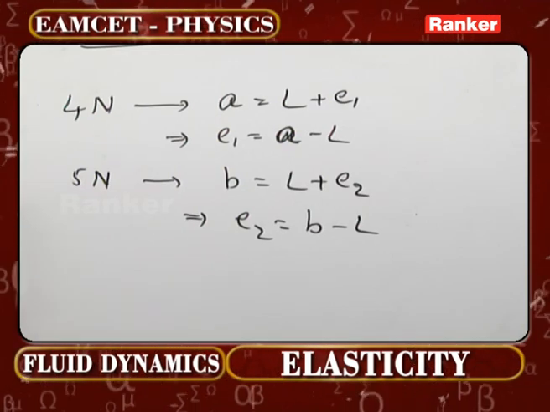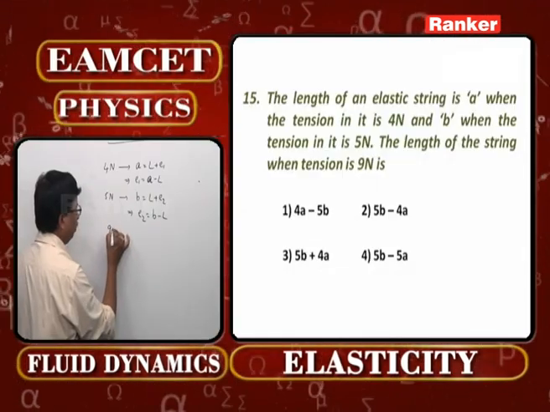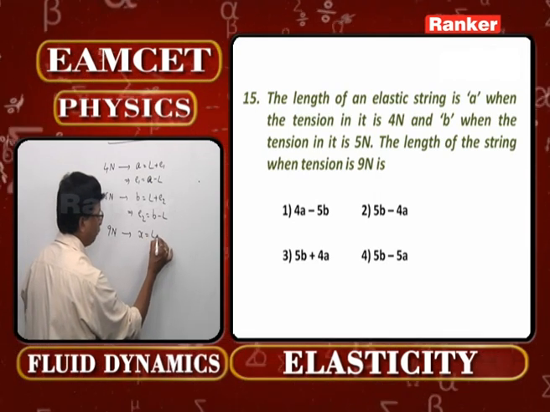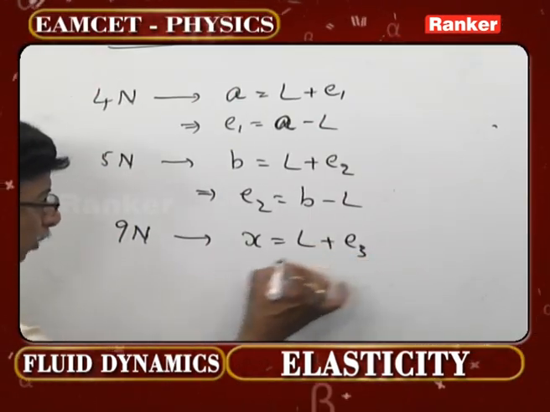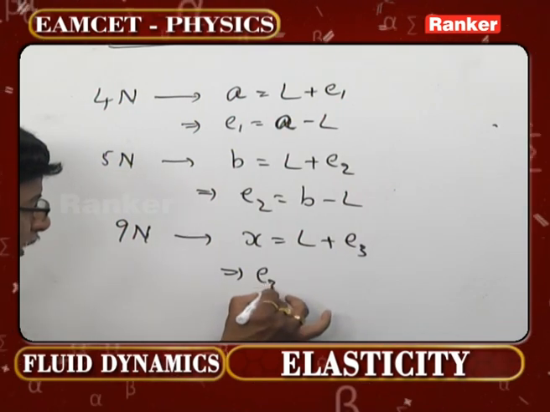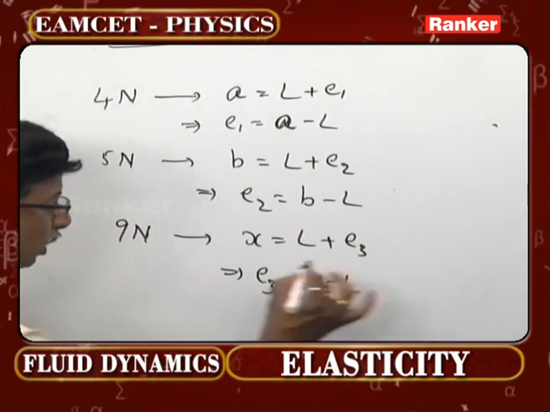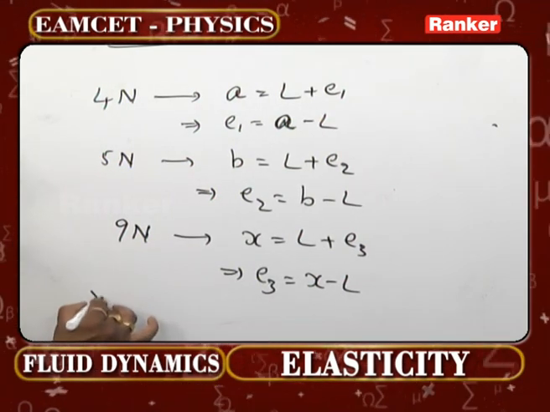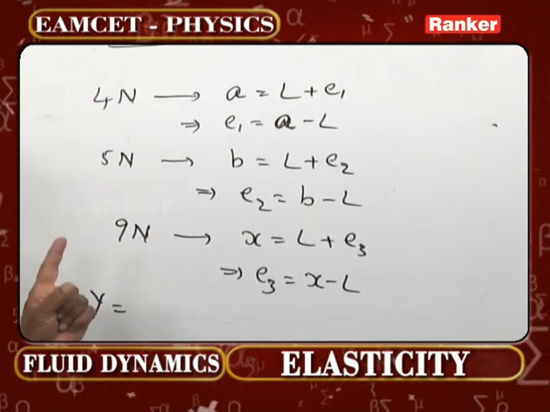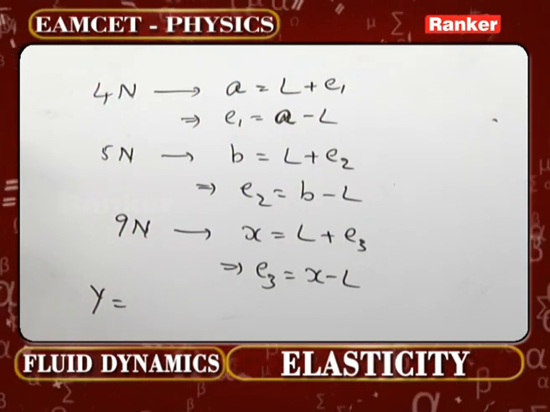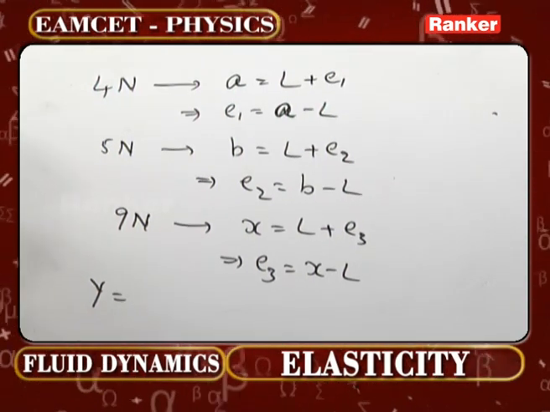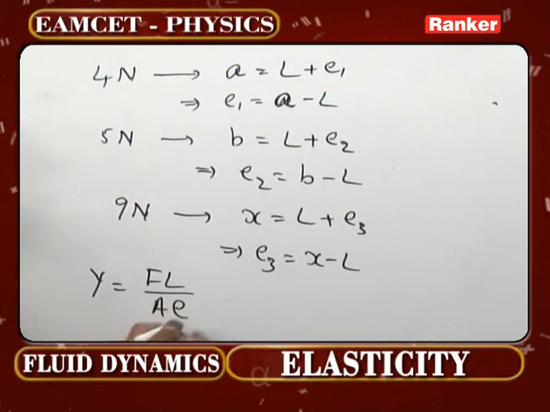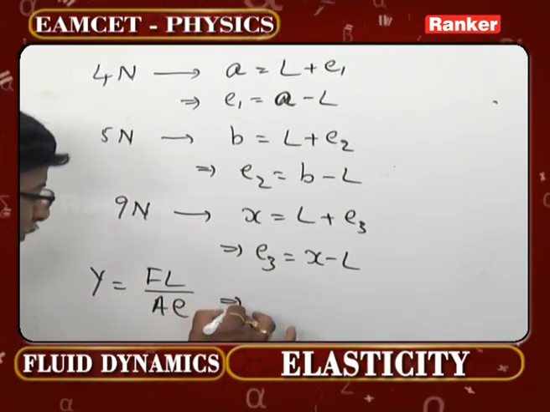Likewise, what is the question that is asked? When it is 9 Newton, let us take this value as X. Then can't you write this as L plus E3? Now you can understand E3 must be equal to X minus L. That is the concept. Whatever be the case, Young's modulus of that material is supposed to be constant. So what is Young's modulus over here? It is FL by AE. That is the formula. Now you can rewrite the same this way.